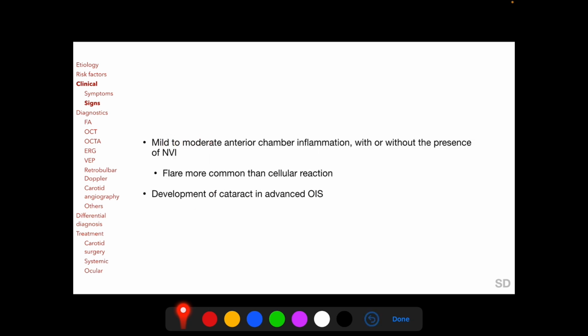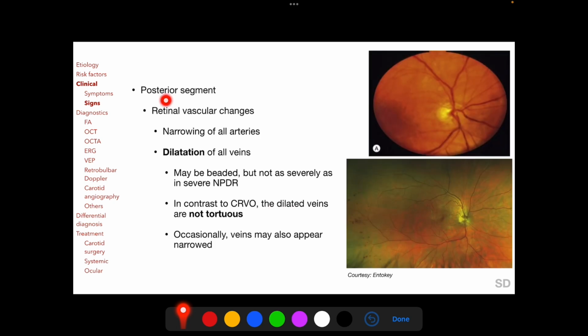Mild to moderate anterior chamber inflammation can be found in eyes with OIS, and flare is more common than cellular reaction in OIS eyes, and development of cataract is common in eyes with advanced OIS. Characteristic posterior segment findings in eyes with OIS include retinal vascular changes, retinal hemorrhages, and spontaneous or inducible arterial pulsation.